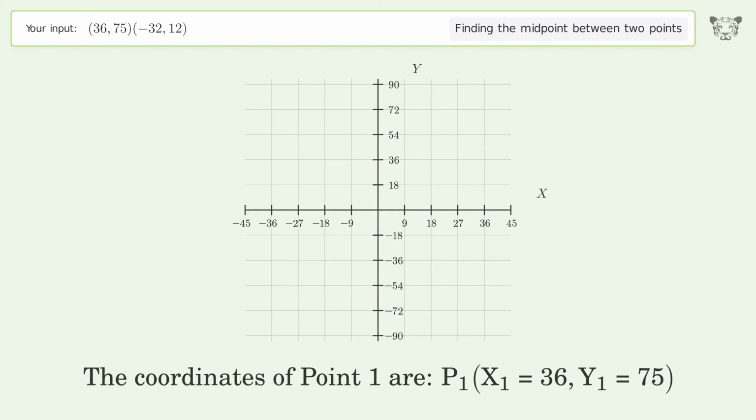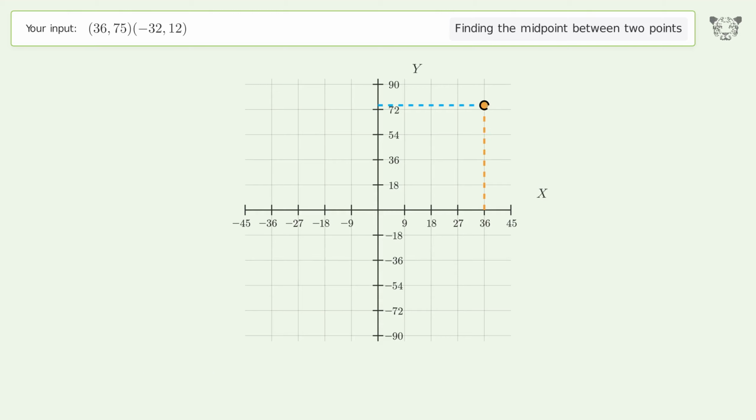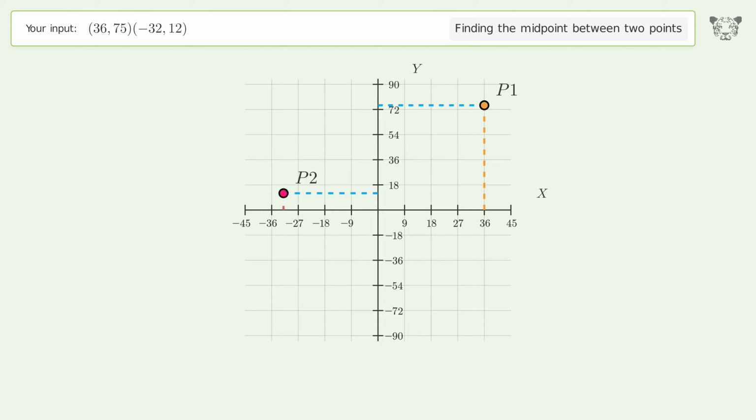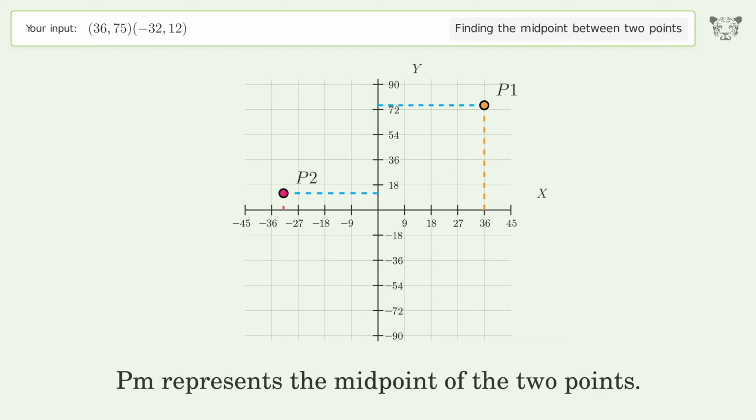The coordinates of point 1 are x1 equals 36, y1 equals 75. The coordinates of point 2 are x2 equals negative 32, y2 equals 12. PM represents the midpoint of the 2 points.